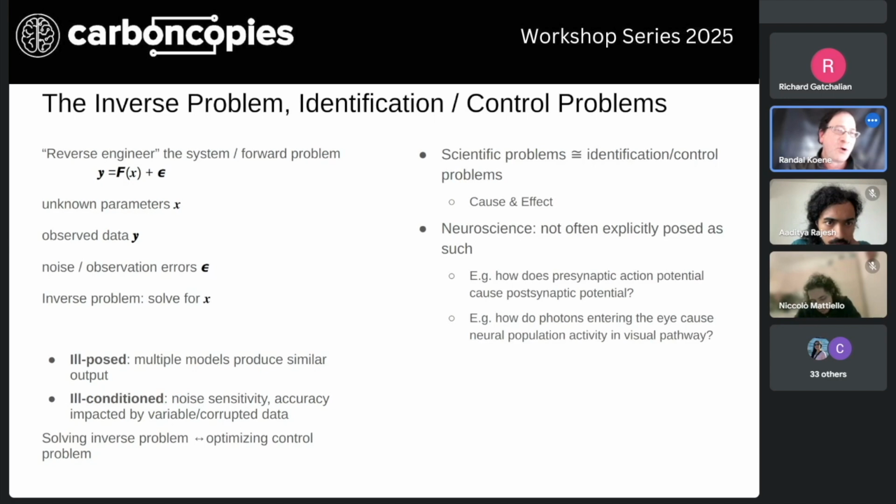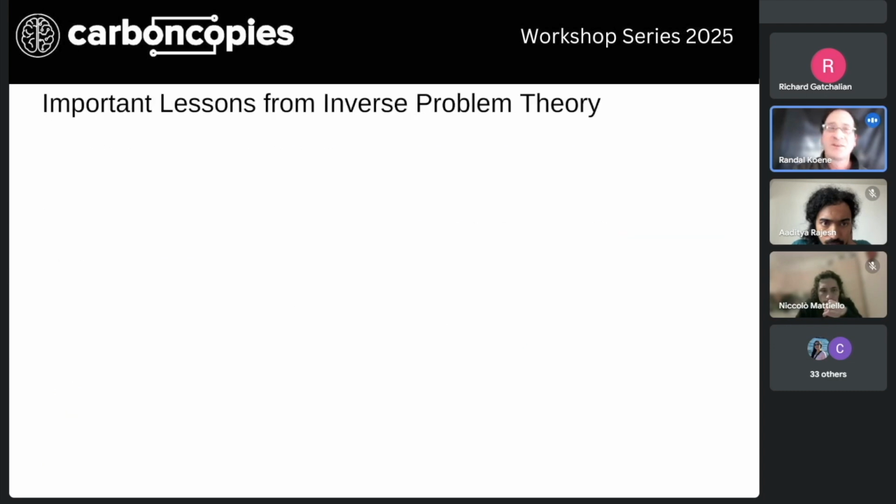In essence, all or a very large proportion of scientific problems could be described as identification and control problems, and identification problems are problems of cause and effect. In fundamental neuroscience, much of the research involves problems of system identification, even though it's not always posed as such. Consider, for example, the relationship between two synaptically connected neurons and the question of how a presynaptic action potential causes a postsynaptic potential, or at a more macroscopic level, how do the photons that are getting into my eye cause neural population activity in the visual pathway? And this obviously goes beyond simply reporting experimental results.